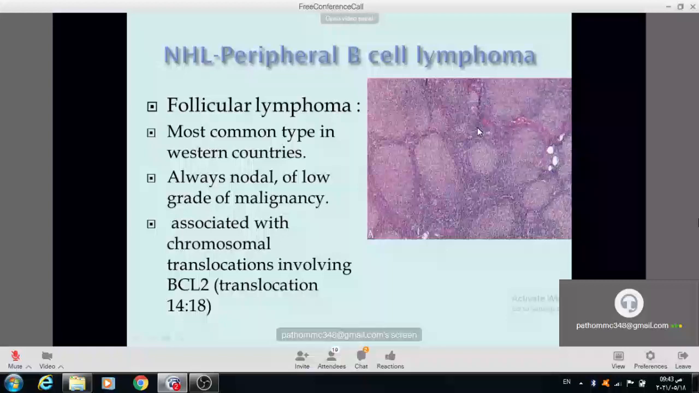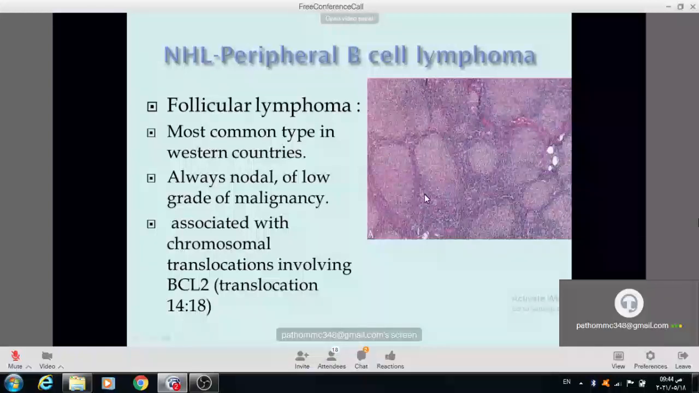It is not follicular hyperplasia, it's a follicular lymphoma, okay? So it is called follicular lymphoma. It is the most common type in the Western countries. It is always nodal, and the behavior is of low grade malignancy. This type of lymphoma is also associated with a translocation between chromosome 14 and chromosome 18, which results in BCL2 activation. It will result in involvement of the BCL2 gene, which is an anti-apoptotic gene.